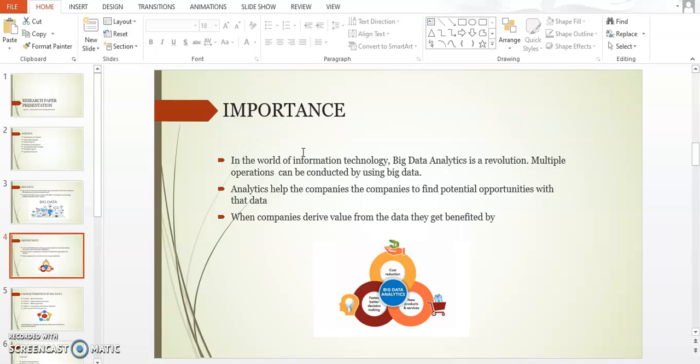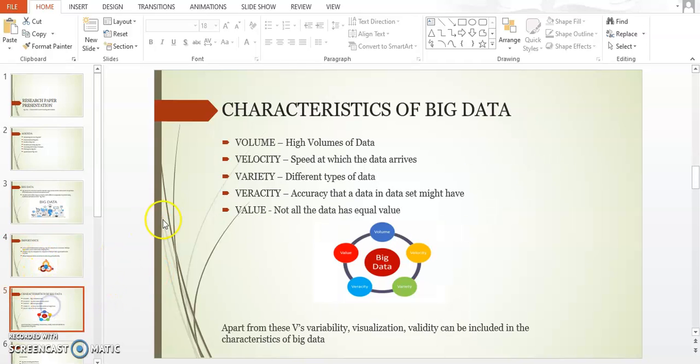So multiple operations can be conducted using big data. Analytics in general will help companies to find potential opportunities with that data. It helps the companies to also derive insights for better decision making. Apart from that, companies derive value from the data and get benefited. Companies can also be benefited by cost reduction. Companies can take faster and better decisions. It makes companies release new products and services based on customers' needs. So all these are a few very important needs of big data.